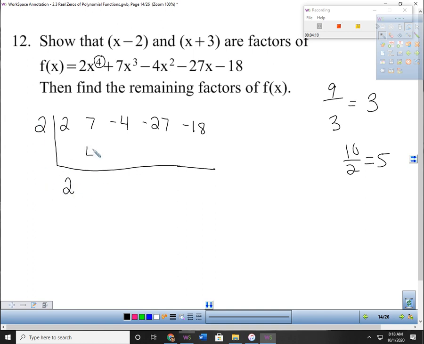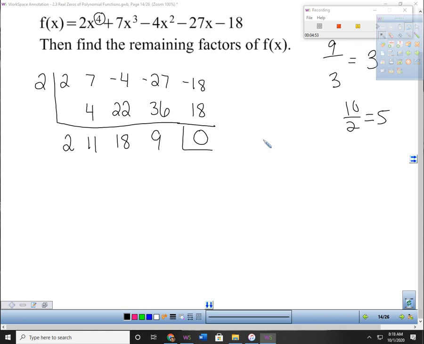2 times 2 is 4. 4 plus 7 is 11. Times 2 is 22. Plus a -4 is 18. 18 times 2 is 36. 36 minus 27, that would be 9. 9 times 2 is 18. And when I add those, I get a remainder of 0. So I know that the factor of x minus 2 is a factor of this whole polynomial, so it divides evenly. So I'm going to do the same thing with x plus 3.